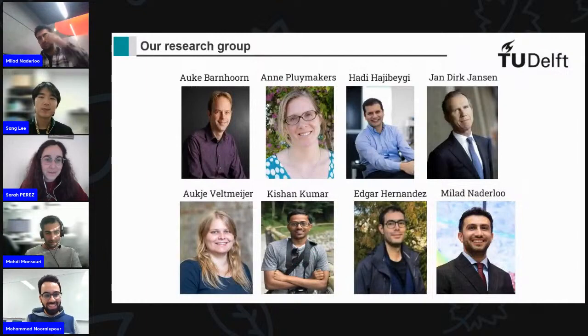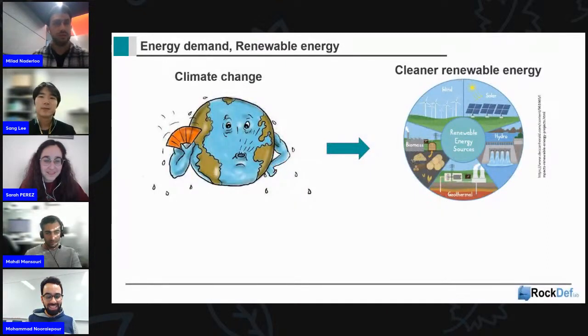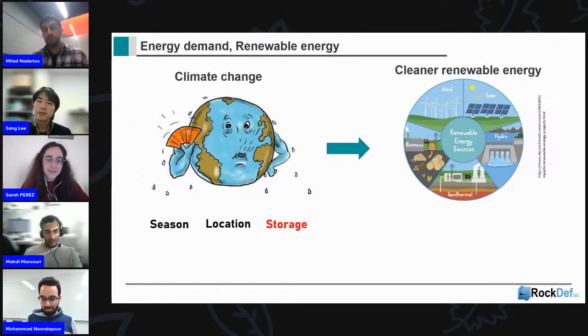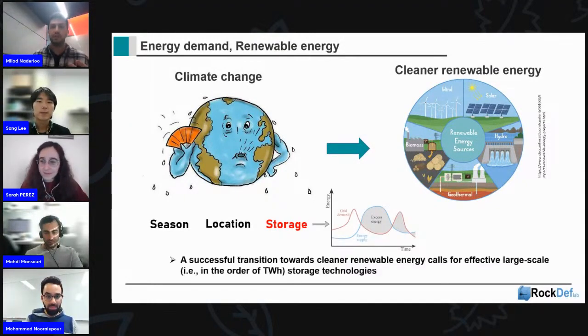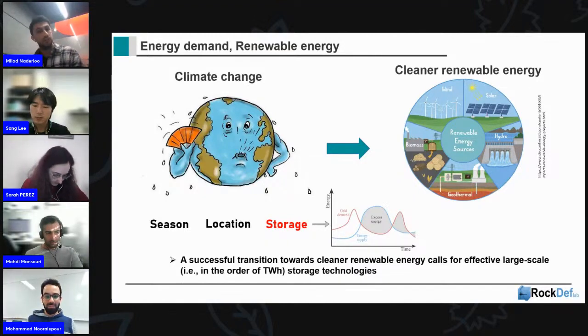Then I was introducing all the people involved in this research. Then I already said that. Then I skipped it. Then I talked about the energy transition and what is the concern there. That's what can be the solution that we can move toward cleaner renewable energy, then we need storage. We need to store energy in a time that we have extra energy, and then we're going to use it in a time that we need it.